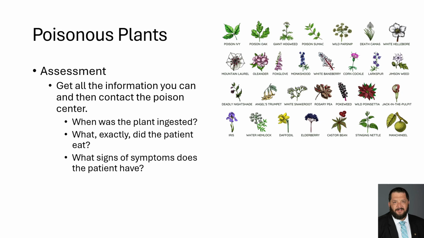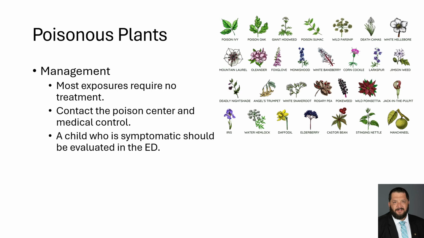Assessment, get all the information that you can, and contact the Poison Control Center. That's going to be your best resource if your patient is suspected to have consumed a plant. Find out when the plant was ingested, what exactly did they eat, whether that was leaves, stems, roots, etc., and what signs of presentation the patient has at this point.